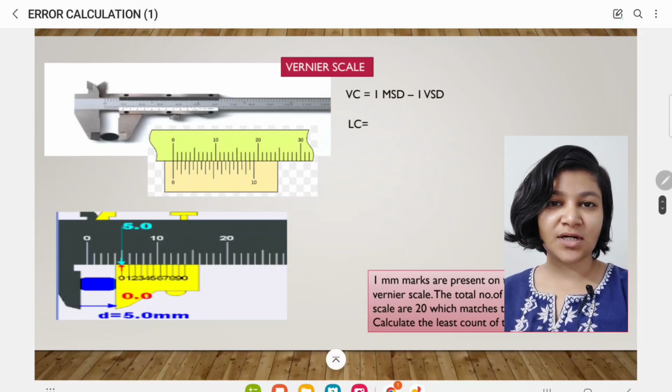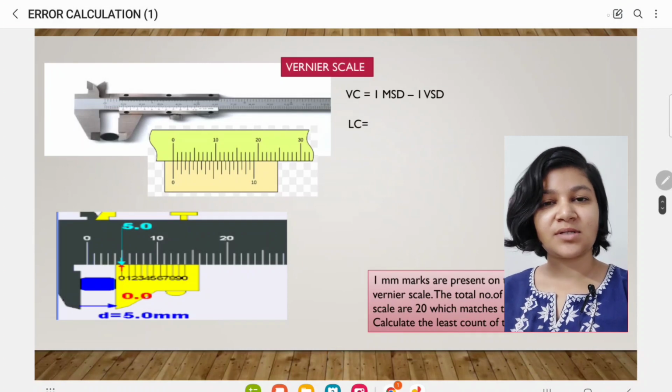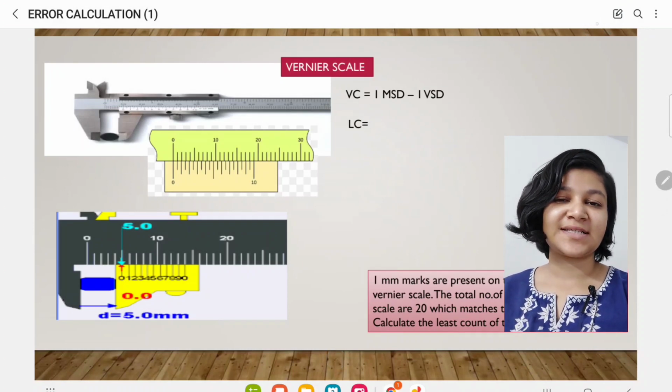Today we are going to learn about vernier calipers and screw gauge. We are going to solve problems involving those two. So let us get started.